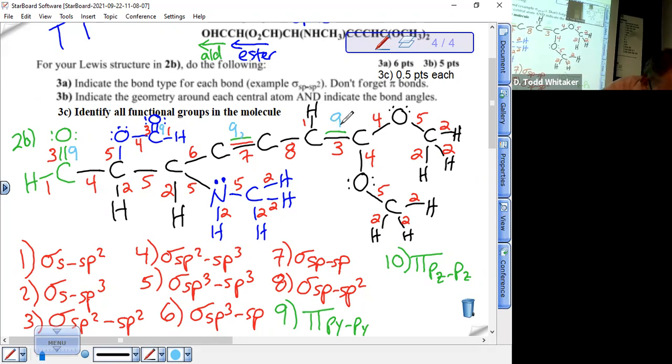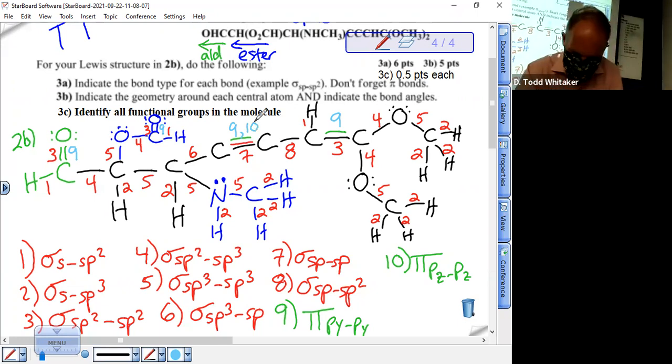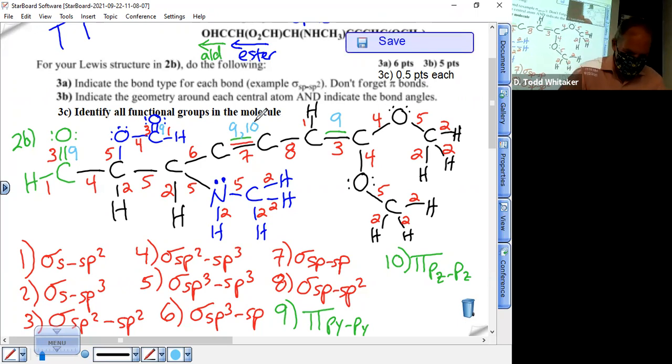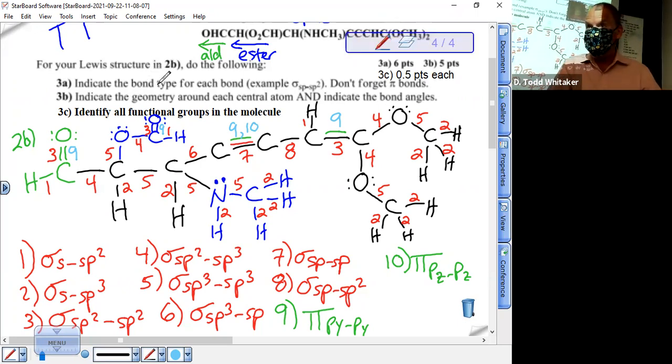And then do we get all the pi bonds except for the one? We got them all except the one. You can't call both the green one and the red one the same because you can only use an orbital once. So 10. And we are done with the labeling of bonds part. That's worth 6 points. That's big.